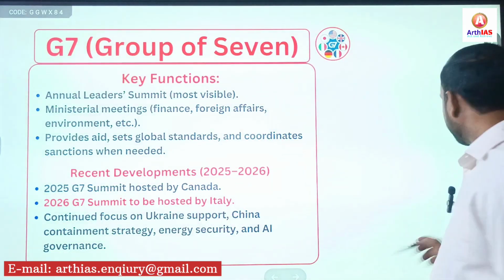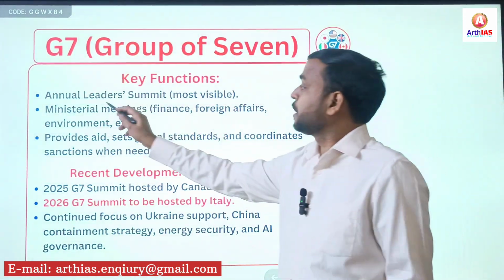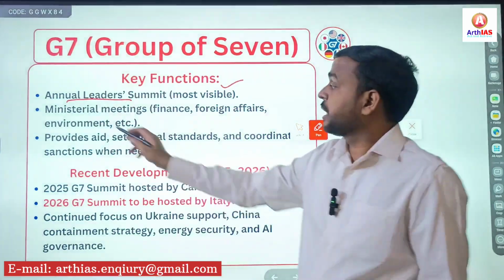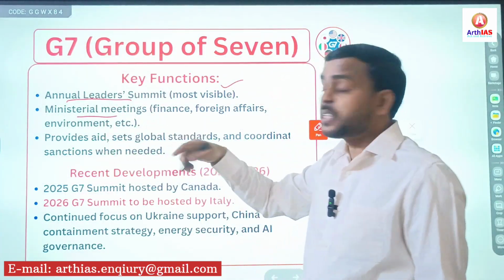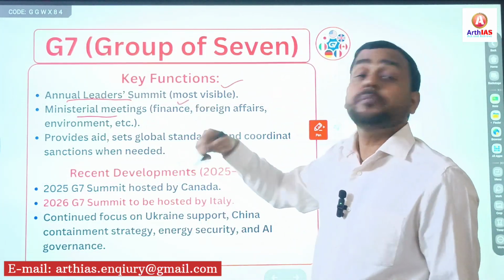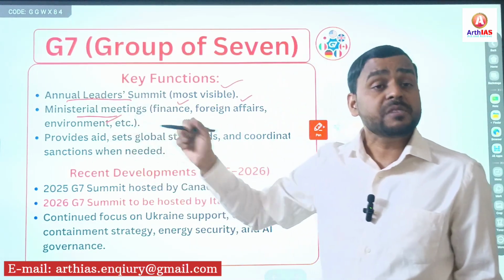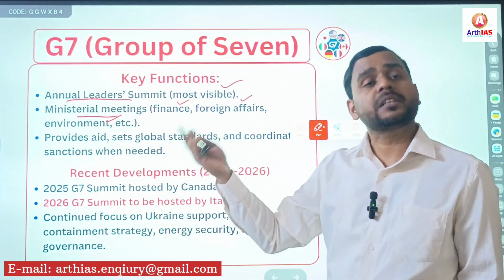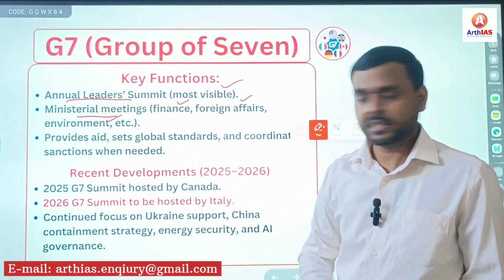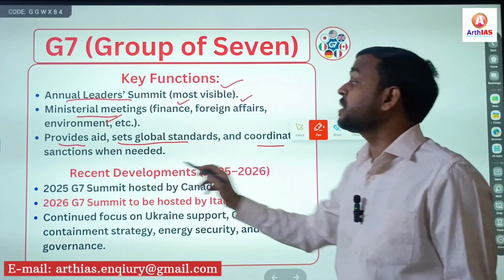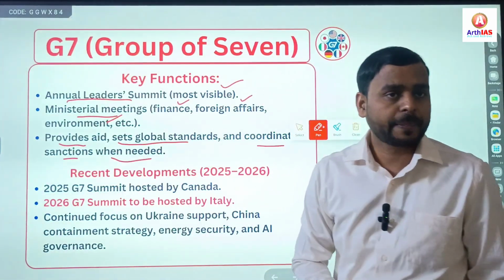Now, key functions and recent developments. The annual leaders summit is most visible. Again, ministerial meetings: finance ministers, foreign ministers, environment ministers have meetings. Such meetings are conducted mostly on an annual basis. It provides aid, sets global standards, and coordinates sanctions when needed.